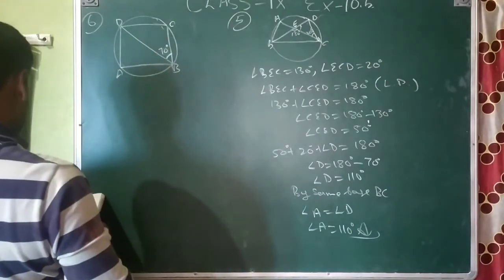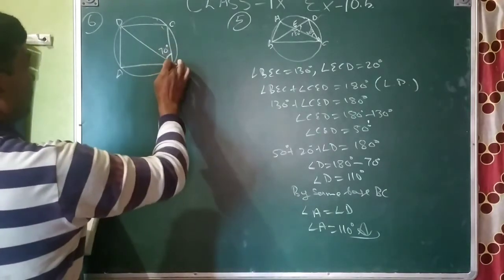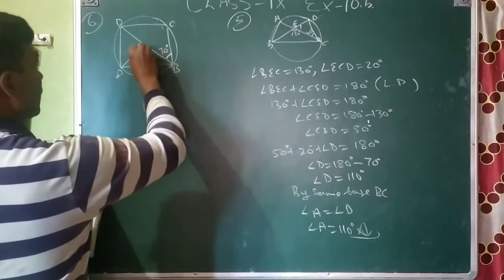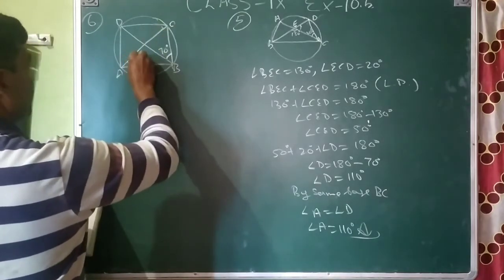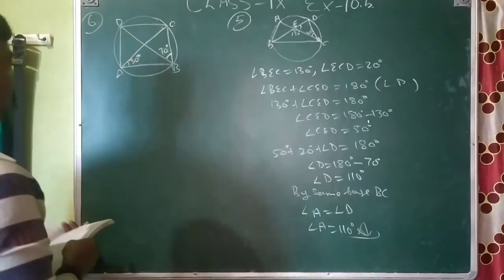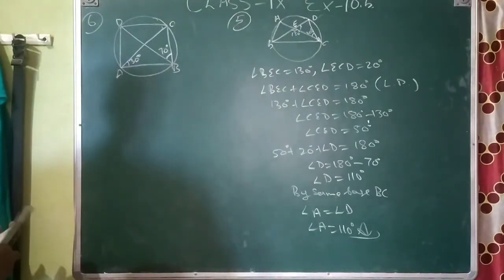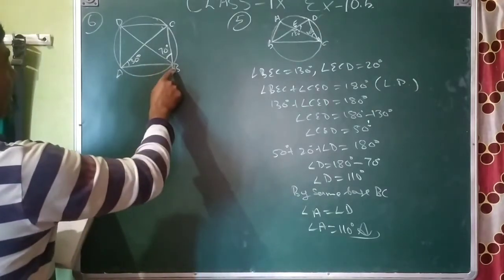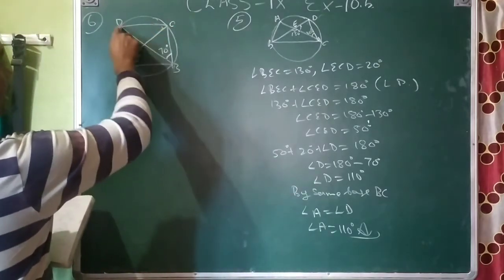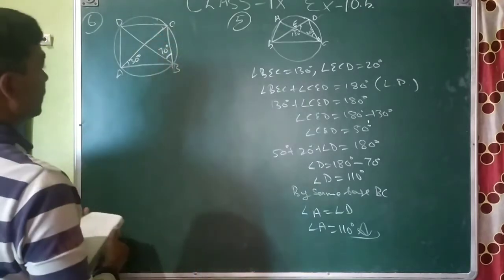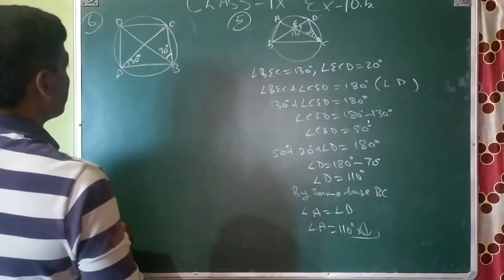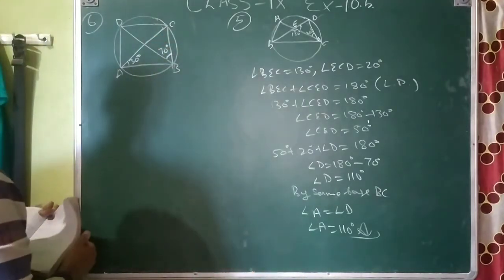And then angle BAC is given as 30 degrees. So we need to find angle BCD. This is the angle we need to find. So how will that be found?